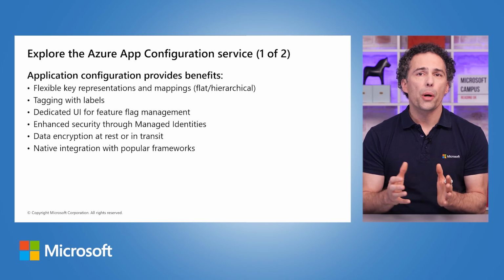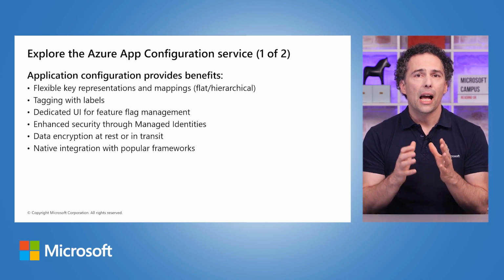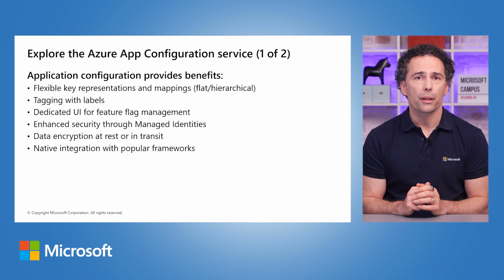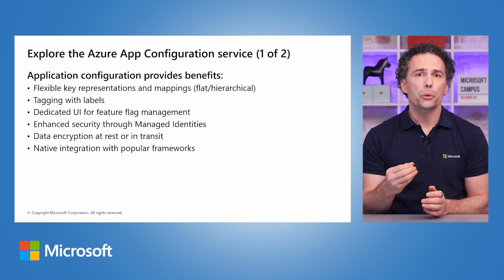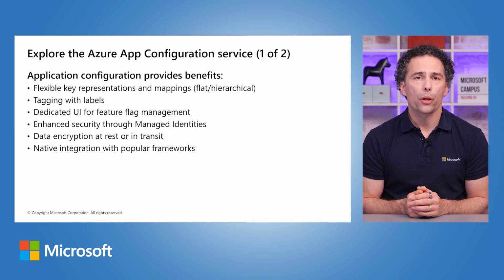There's a dedicated UI for feature flag management. Azure App Configuration has a user-friendly interface that is made for managing feature flags, or feature toggles as they're also known. This UI lets you turn features on and off without having to redeploy your application.